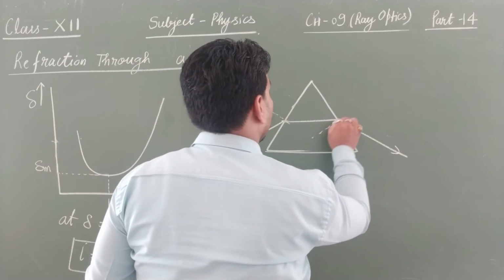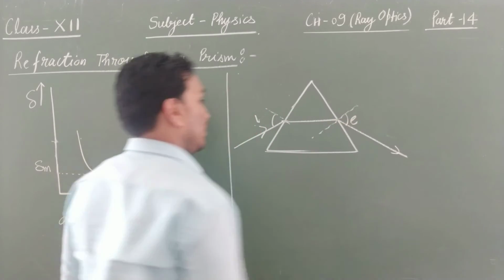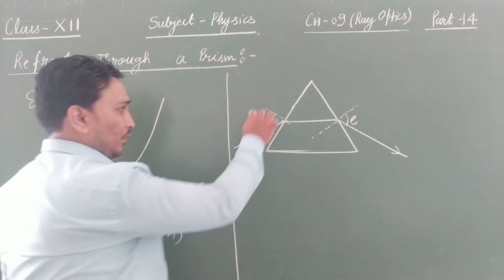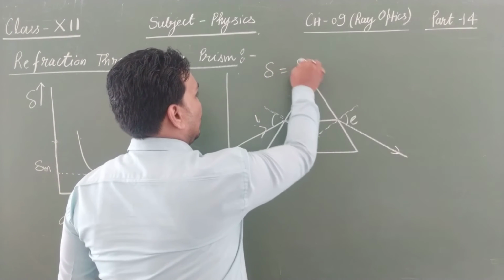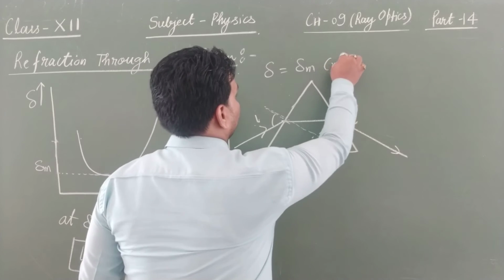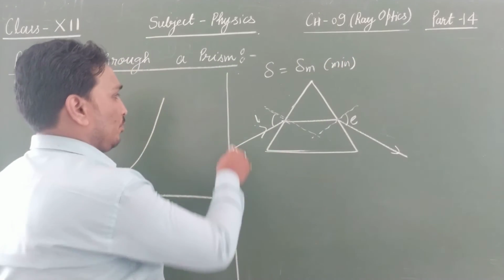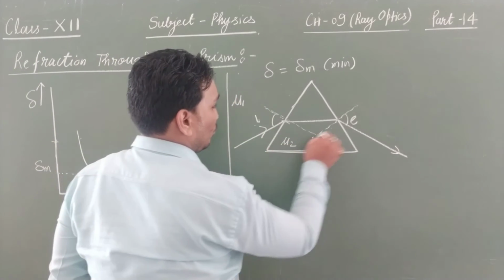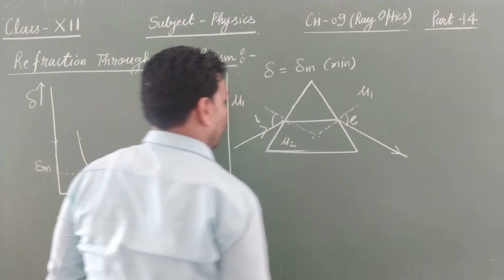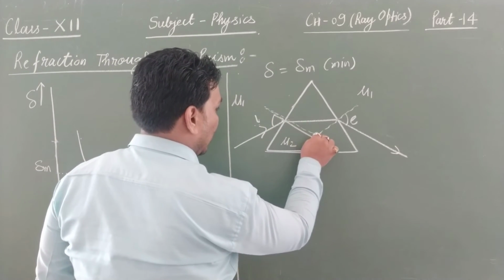Like this. Say this is your angle of incidence, this is your angle of emergence. I am talking about the condition in which the angle of deviation is equal to minimum. So in that we have studied that I is equal to E. Now suppose the refractive index of the medium outside is mu1, it is mu2, and it is again mu1. So I and R1, this angle we have considered as R1.